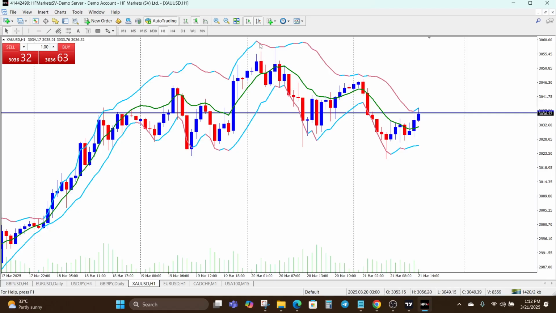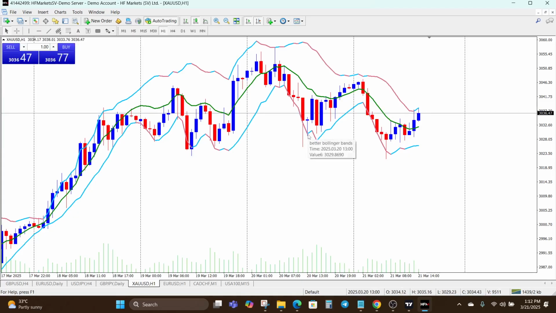We have the upper band, which signals potential overbought conditions or price resistance. We have the middle band, which acts as a moving average to identify trend direction. And we have the lower band, which suggests oversold conditions or price support.